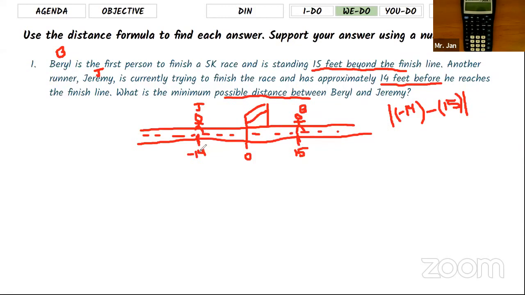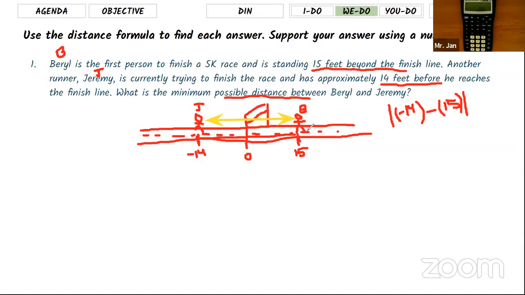So Jeremy is standing at negative 14 and Beryl is standing at 15. We're trying to find the distance, how far away they are from each other. What do you think? Oh, somebody says 14. Do you think it's 14 feet far away from each other? How many feet far away from each other? Okay, let's try. But Jeremy is 14 feet far away from the finish line, not 14 feet far away from Beryl.